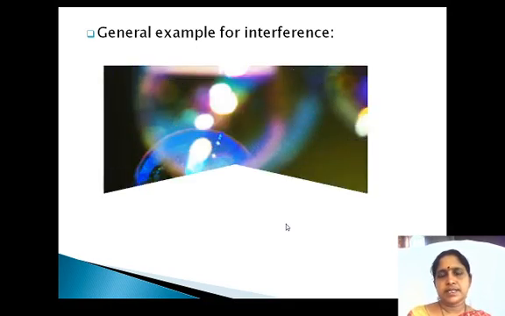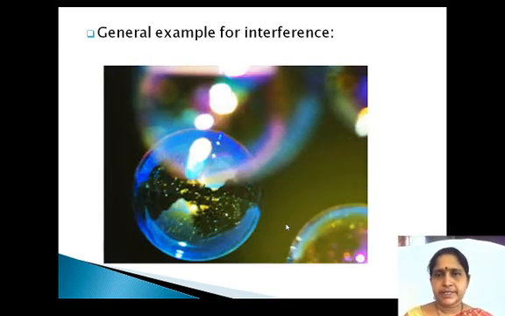This is the general example for interference. See this diagram: a soap bubble, with sunlight falling on it. Interference takes place and rainbow colors are obtained. Color lines and rainbow colors are obtained because of interference on the soap bubble.